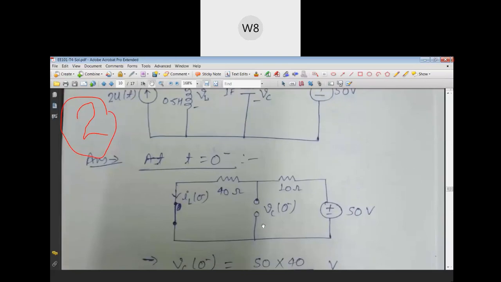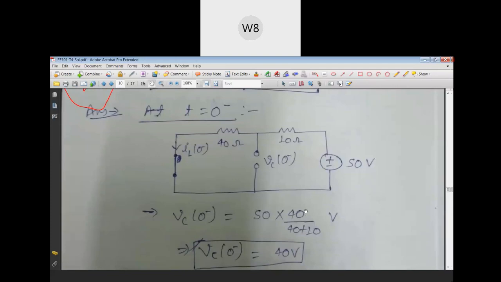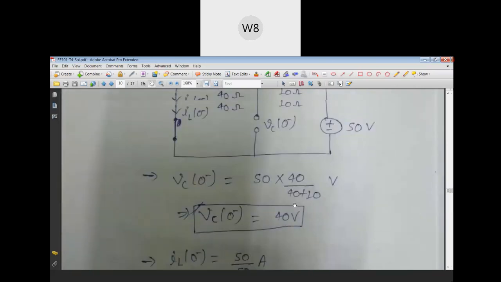So from here you can see that the voltage across capacitor is going to be same as the voltage across the 40 ohm resistor. So we find out what is the voltage across 40 ohm resistor at t equal to 0 minus, that means before the current source becomes active, and it turns out to be 40 volt. So voltage across capacitor is 40 volt before the current source comes into picture. And since the voltage across capacitor is continuous, that means it changes very gradually, as soon as the current source comes into existence, at 0 plus also the voltage is going to be same. That means it is equal to 40 volt.